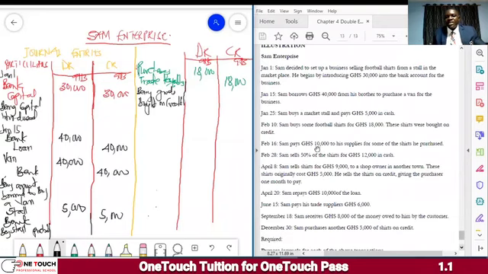Sam pays 10,000 to his suppliers for some of the shirts he purchased. So on payment, there will be a decrease in asset cash. Is that not it? And there will be a decrease in liability, that is payables. Good. So when payables are reducing, payables have a credit, so when they're reducing, we debit.